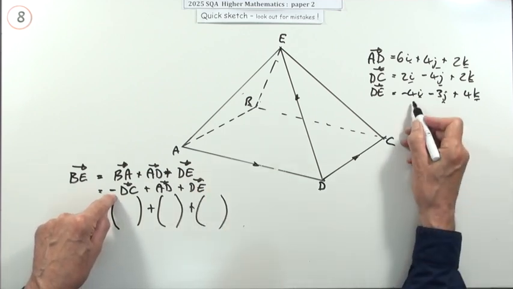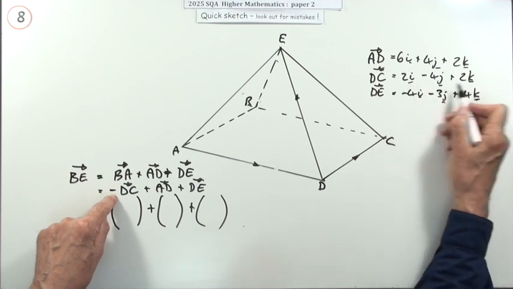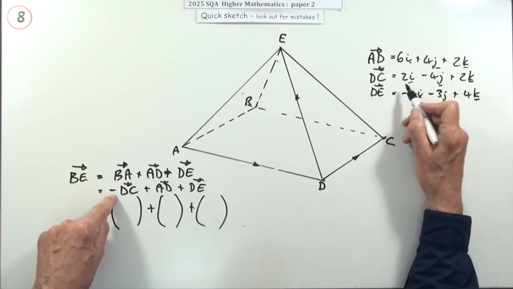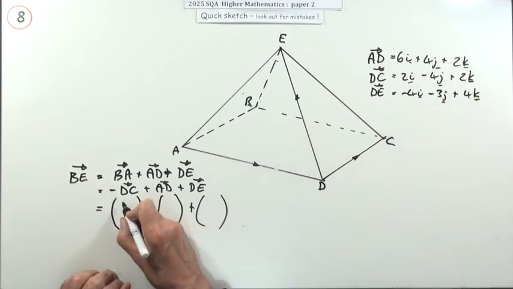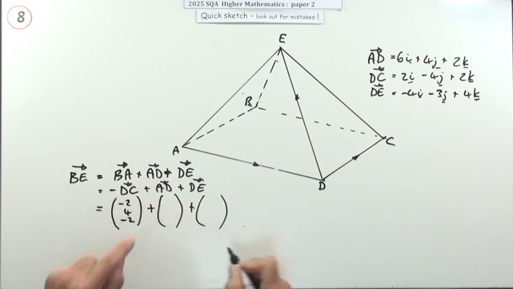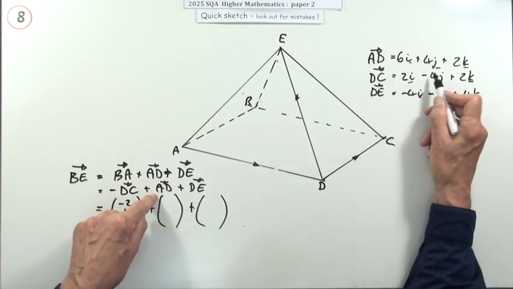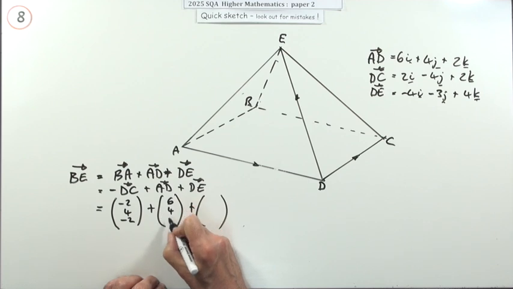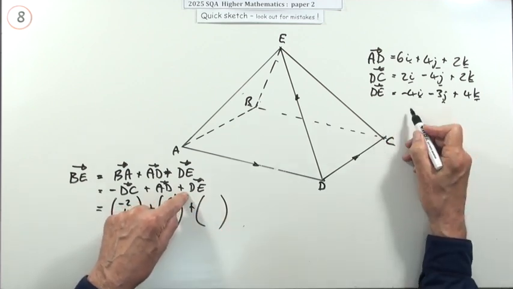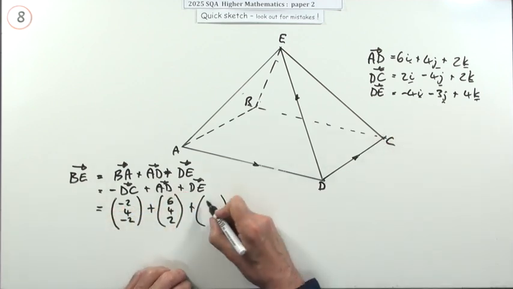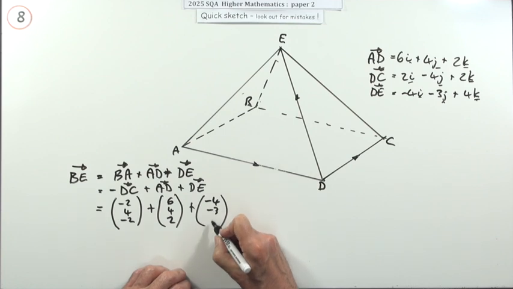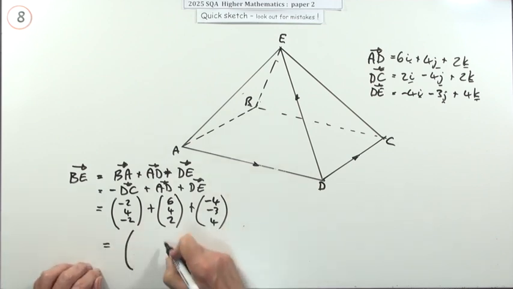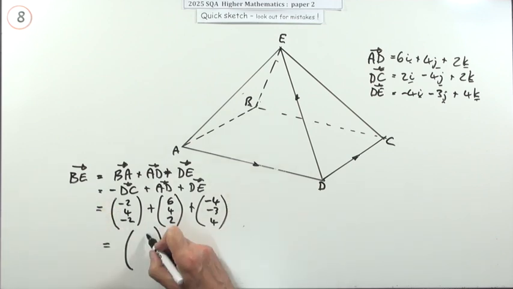So DC, what is it? I want the negative of it though, so it'll be negative 2, 4, negative 2. AD is 6, 4, 2. DE is negative 4, negative 3, 4. Then I'm going to add them up. That comes to 0. That's 8 take away 3 is 5. They knock out. That leaves me 4.